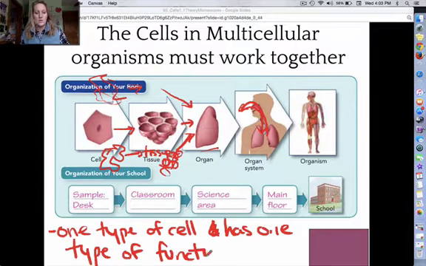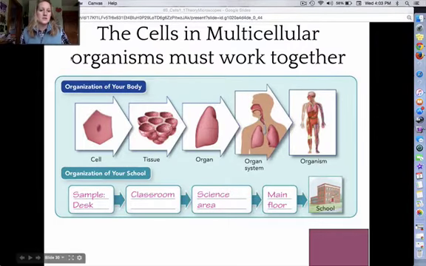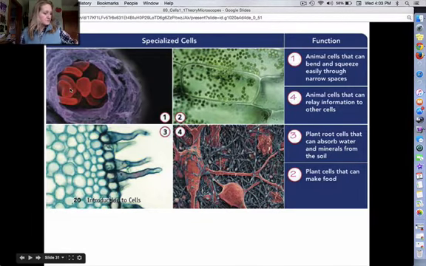Okay. While another type of cell would have a different function. Okay. And then I like this example of how the hierarchy goes from, here's the whole school, which is a lot like the whole organism, and the whole school is made up of many different moving parts. Okay, so moving right along.